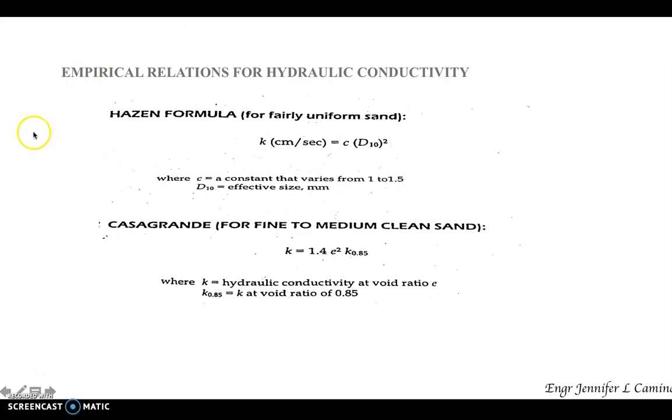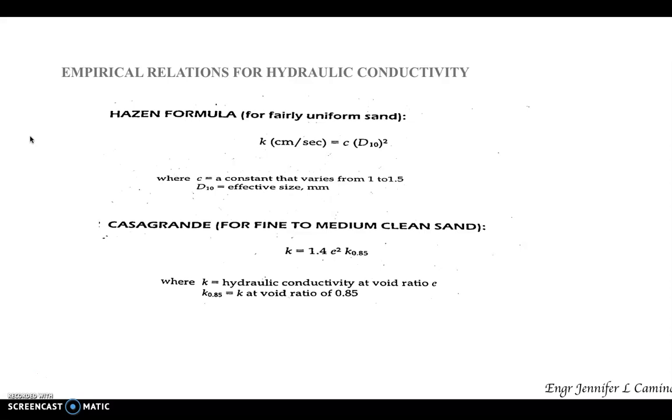Okay, we move on to empirical relations for hydraulic conductivity. So this one is formulas to compute for hydraulic conductivity if you cannot make use of the previous equations that were presented. Of course, empirical relations were based on tests that were conducted by certain individuals.